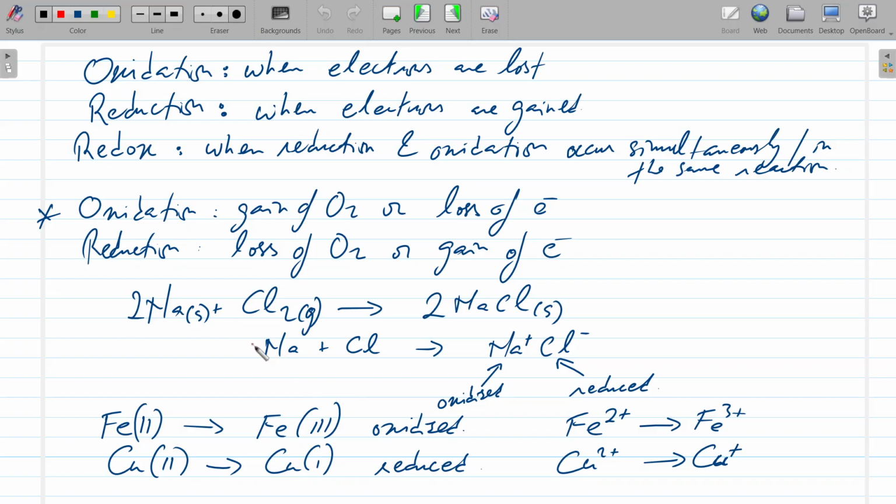So you had elemental sodium and elemental chlorine, and now as sodium chloride, sodium lost an electron, so it got oxidized, and chlorine gained an electron, so it got reduced. Other examples of oxidation and reduction: iron 2 going to iron 3 is oxidation, and copper 2 going to copper 1 is reduction.